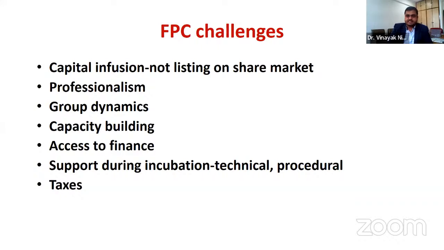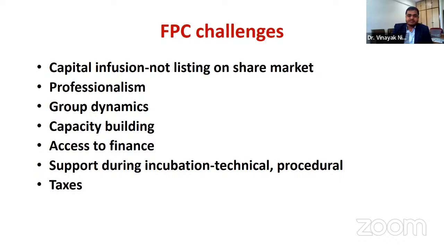Professionalism is again a big problem. Though earlier with cooperatives we tried to improve by taking many aspects of companies or corporates and incorporating them into the farmer producer organization, still professionalism is lacking.